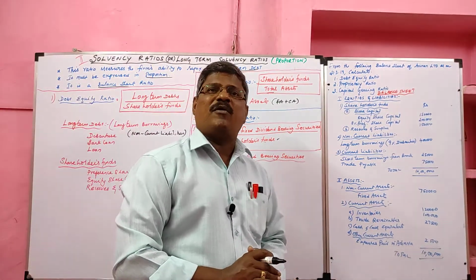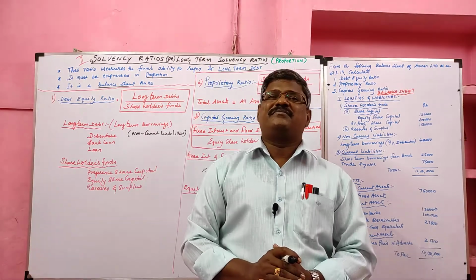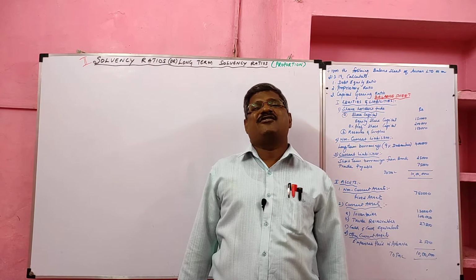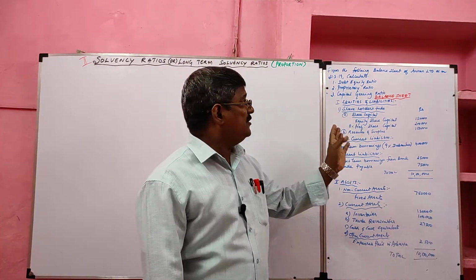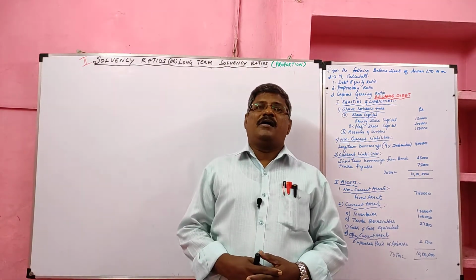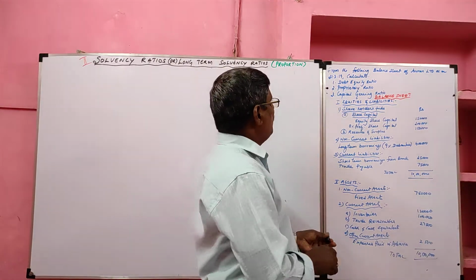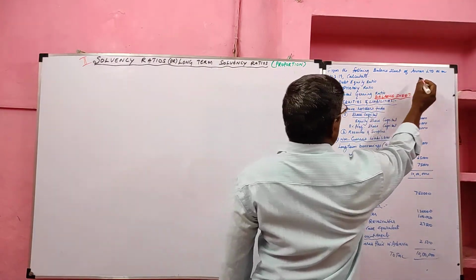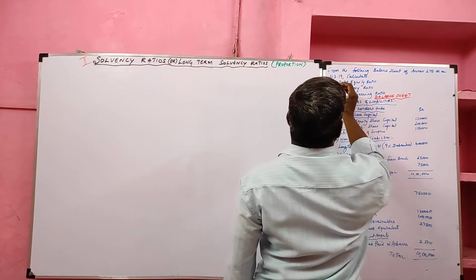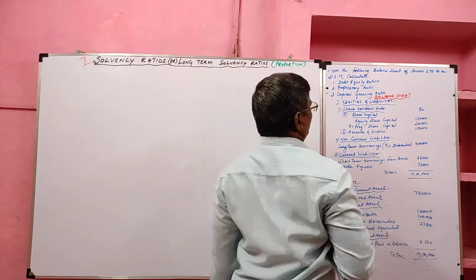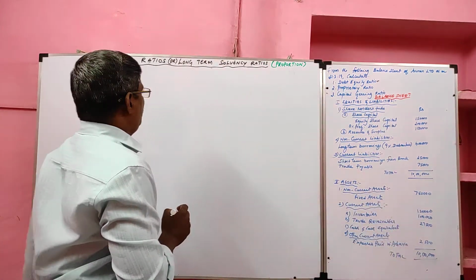Students, now we will learn one problem in relation to these ratios. Look at the board. This question I have taken from Tamil Nadu government 12th standard accountancy textbook. Look at the problem. From the following balance sheet of Arunan Limited as on 31st March 2019, calculate debt equity ratio. So first ratio, we are going to calculate debt equity ratio.